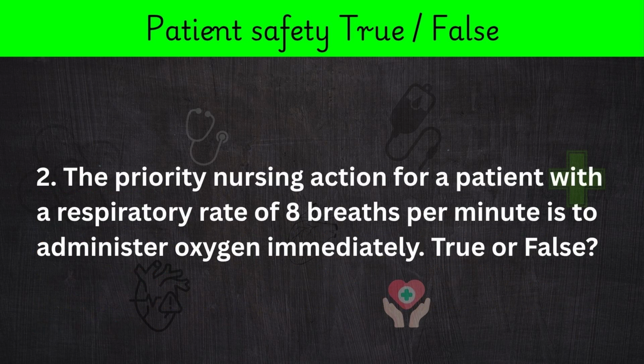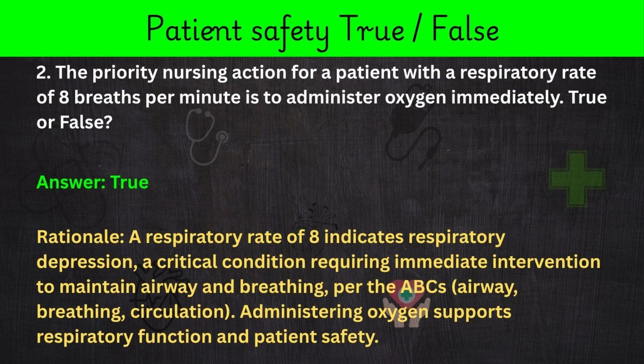2. The priority nursing action for a patient with a respiratory rate of 8 breaths per minute is to administer oxygen immediately. True or false? Answer: true. Rationale: A respiratory rate of 8 indicates respiratory depression, a critical condition requiring immediate intervention to maintain airway and breathing, per the ABCs: airway, breathing, circulation. Administering oxygen supports respiratory function and patient safety.